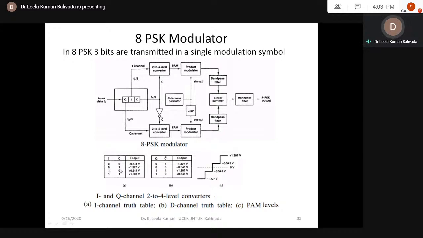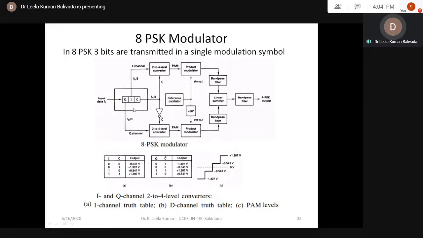And when I = 0, C = 1, since for logic 1, C is 1.307 and I = 0 means -1 volt, this 01 is represented as -1.307 volt. Similarly, when I = 1, it is +1 volt, and C = 0 means logic 0 for C, 0.541 volt. Therefore, plus 0.541 volt. And for 1, the output is plus 1.307 volts. So these 4 conditions exist at the input of this 2 to 4 level converter.